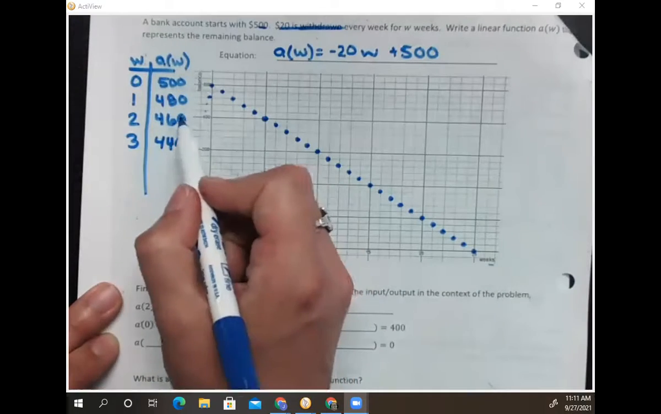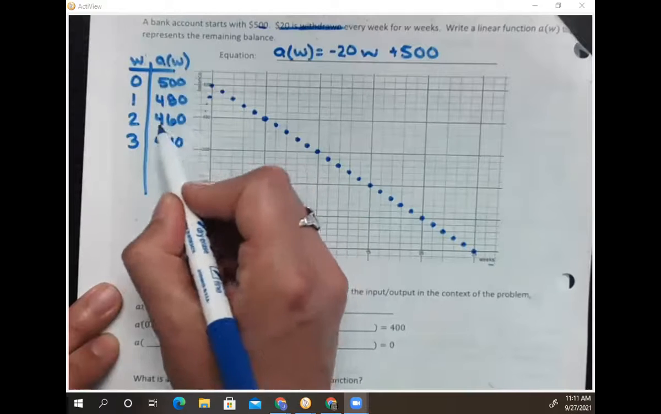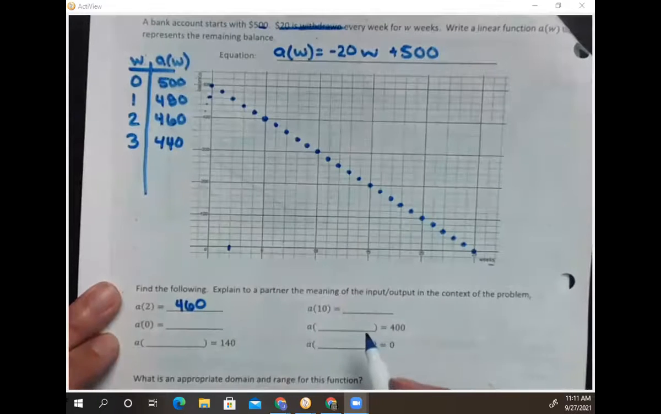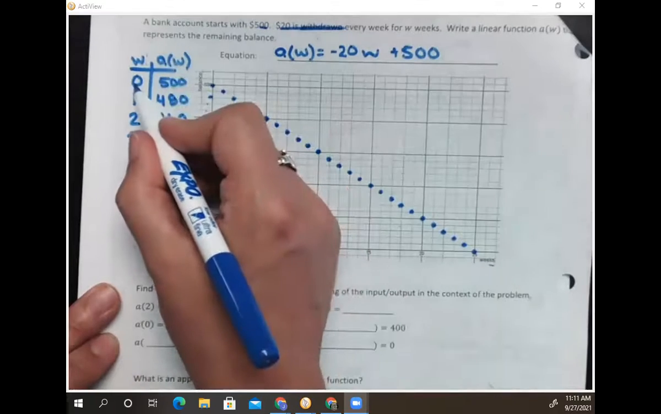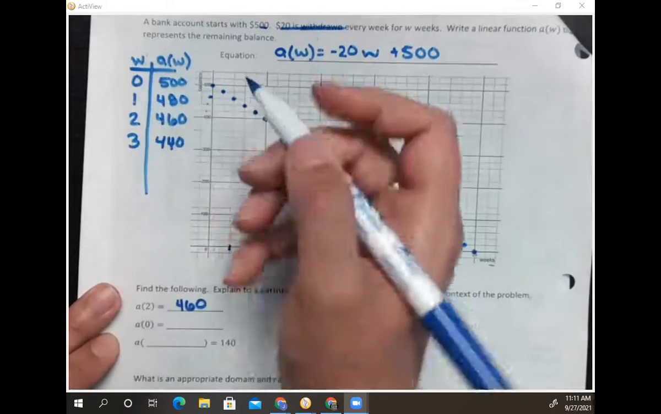I could have gotten this one from my table as well. When X is 2, Y is 460. A of 0, I'll get this one from our table. When X is 0, Y is 500.